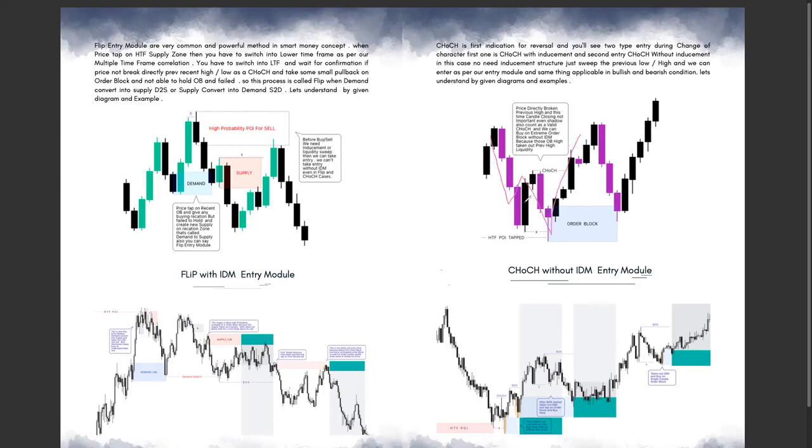Okay. So what happened? Previous low sweep. So we can directly buy here. There is no need to wait for a created inducement. We can buy right here because the market has already taken out the liquidity. The main thing is taking out the liquidity, right?